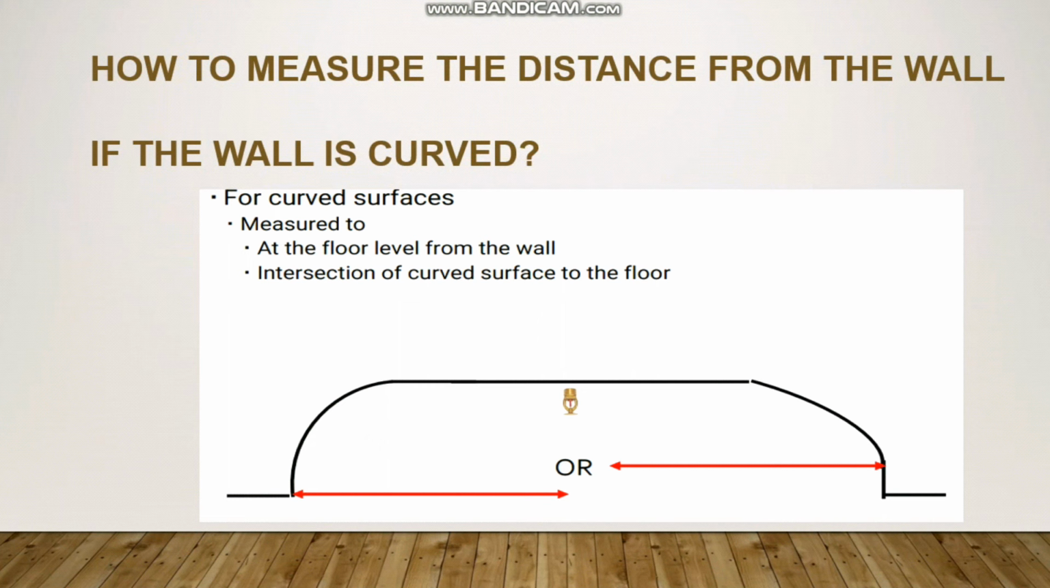So the next question is, how to measure the distance from the wall if the wall is curved? Normally, if we have the wall like this, this is the section view, we have the branch line like this and we have the sprinkler here. So we can measure the distance from here to here if the wall is a proper rectangle like this.